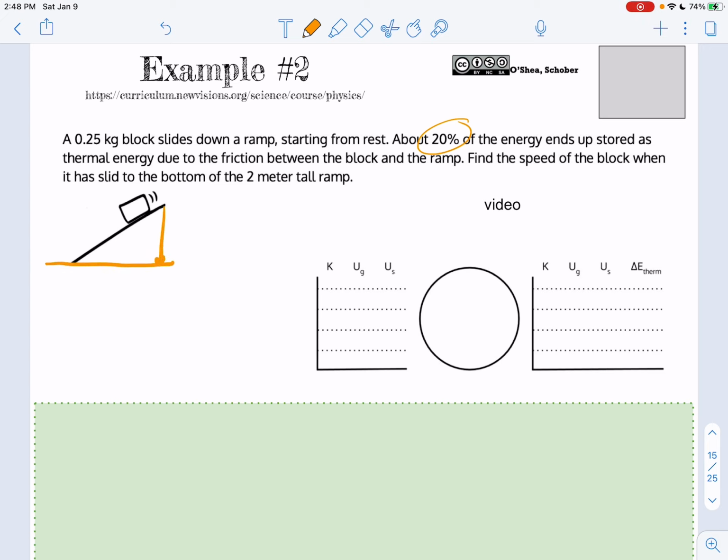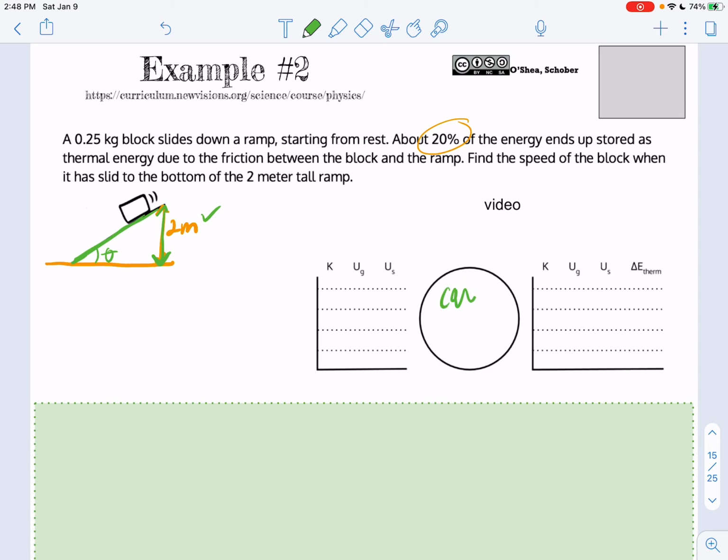Okay, so they're telling us here that this is 2 meters. Oftentimes they don't tell you that. They'll give you the length and the angle, and then you have to solve for that. So just be careful. If they give you the ramp length, that's not what you want. You actually need the height of the ramp. But this one gives it to you.